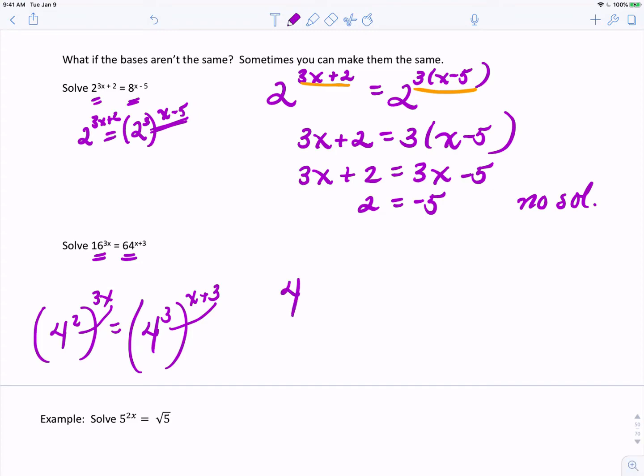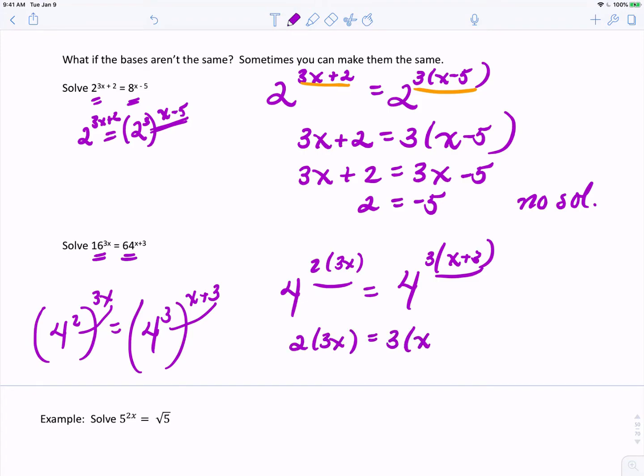So we have 4 to the 2 times 3x is equal to 4 to the 3 times x plus 3. Now that the bases are the same, we can say that these exponents should be equal to each other. So 2 times 3x is equal to 3 times x plus 3. And then we would just go ahead and solve. 6x is equal to 3x plus 9, subtracting 3x from each side, and dividing by 3, we have x is equal to 3.